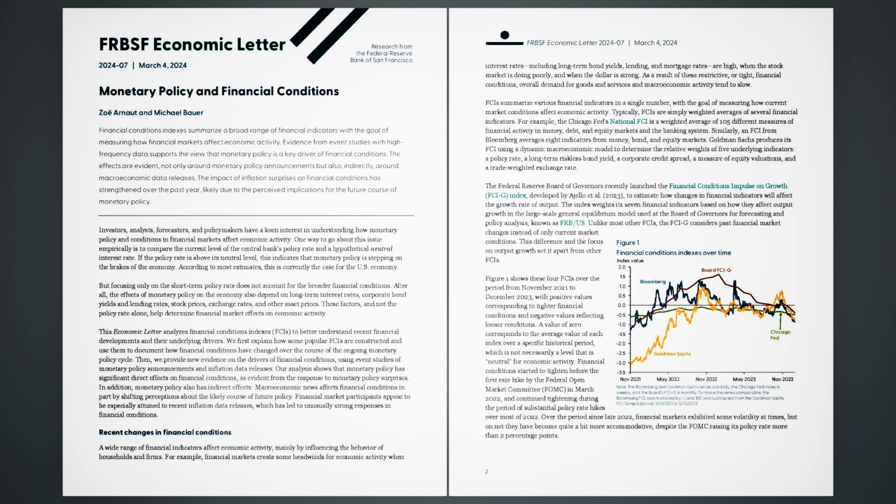Investors, analysts, forecasters, and policymakers have a keen interest in understanding how monetary policy and conditions in financial markets affect economic activity. One way to go about this issue empirically is to compare the current level of the central bank's policy rate and a hypothetical neutral interest rate. If the policy rate is above its neutral level, this indicates that monetary policy is stepping on the brakes of the economy. According to most estimates, this is currently the case for the U.S. economy.